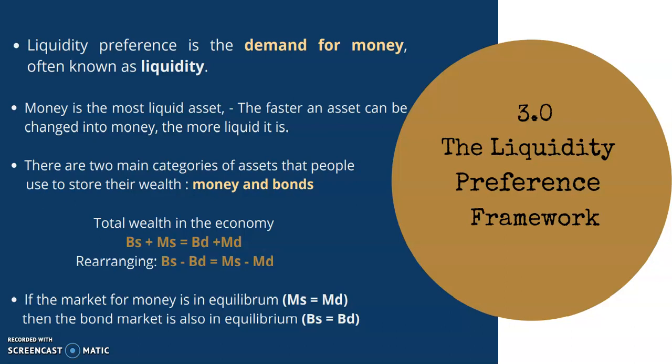Total wealth in the economy is when BS plus MS, which is the bond supply plus money supply, equals bond demand plus money demand. Rearranging it, BS minus BD is equal to MS minus MD. If the market for money is in equilibrium, we can see that MS is equal to MD. Then the bond market is also in equilibrium when BS is equal to BD.